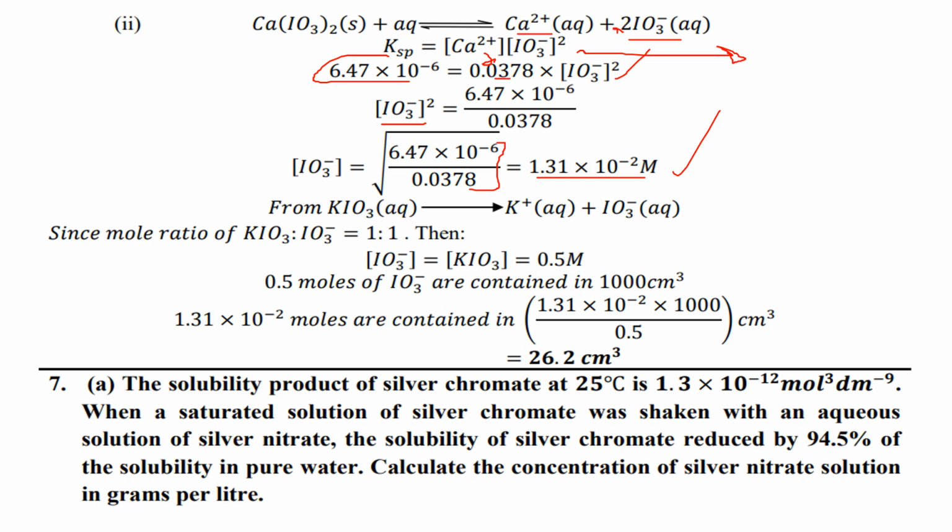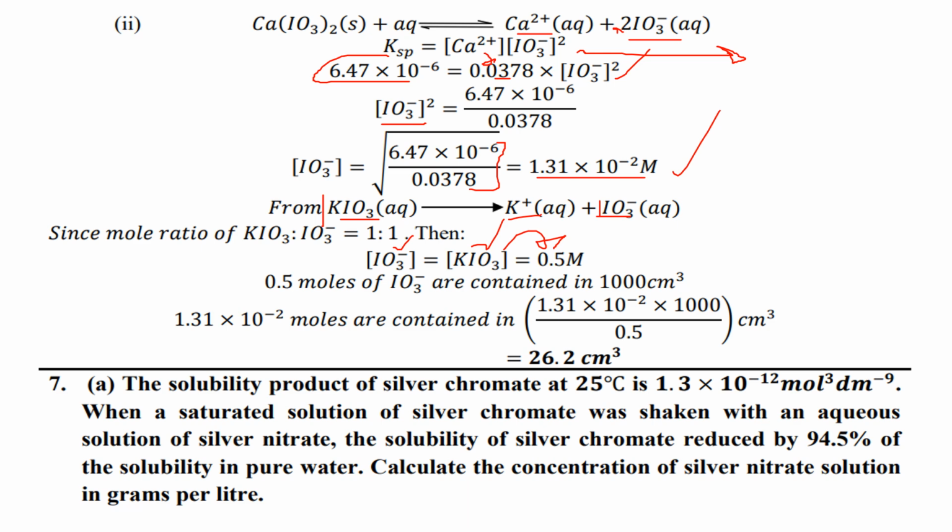However, from potassium iodate, remember that potassium iodate is a strong electrolyte. So it fully ionizes to form potassium ions and iodate ions. So that means that comparing mole ratios, since the mole ratio is 1:1 between potassium iodate and the iodate ions, the molar concentration of the iodate ions is the same as the molar concentration of potassium iodate, which was given as 0.5 molar.